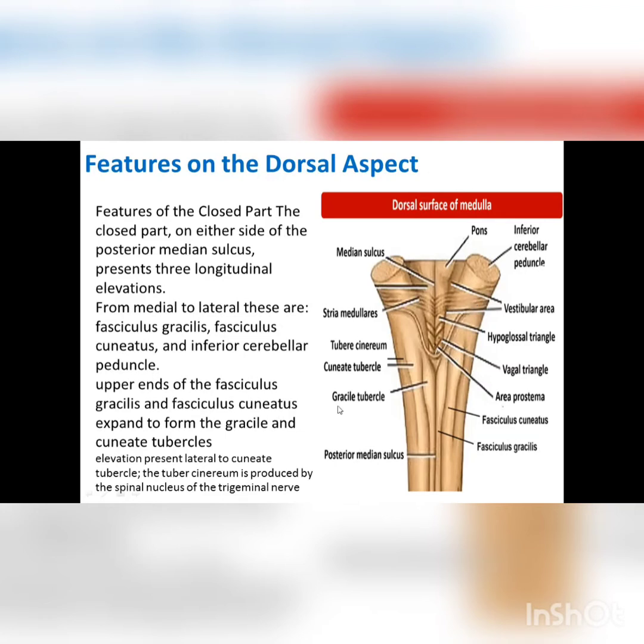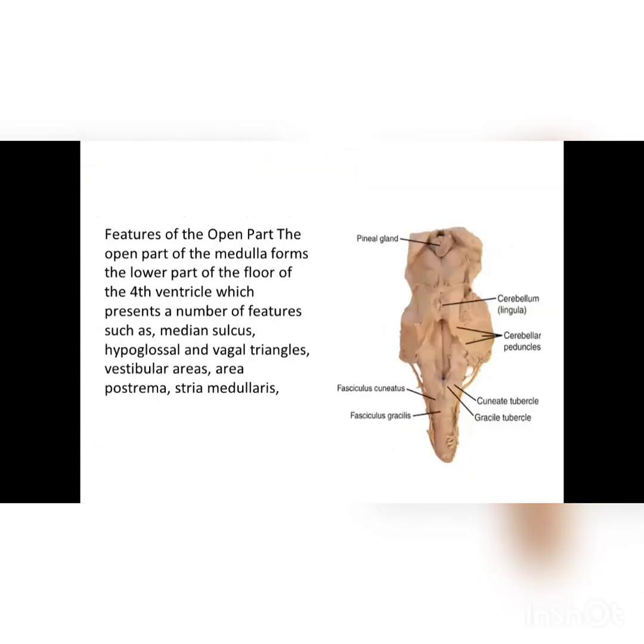Above the fasciculus gracilis and fasciculus cuneatus, they expand into the gracile and cuneate tubercles. Okay, we have here the gracile tubercle and cuneate tubercle. The elevation present lateral to the cuneate tubercle is the tuber cinereum. Tuber cinereum is produced by the spinal nucleus of the trigeminal nerve. So these are the features of the closed part of the medulla oblongata on the dorsal aspect.